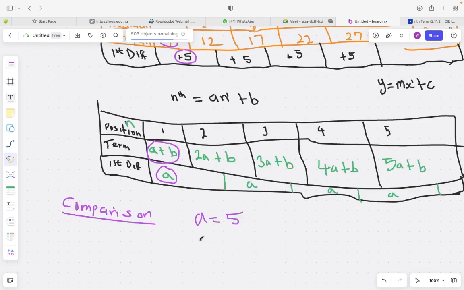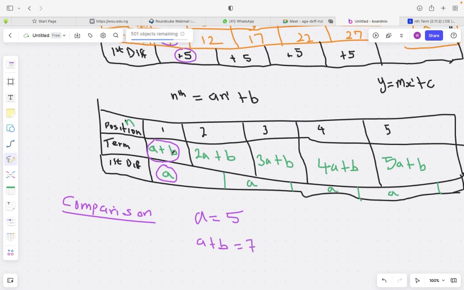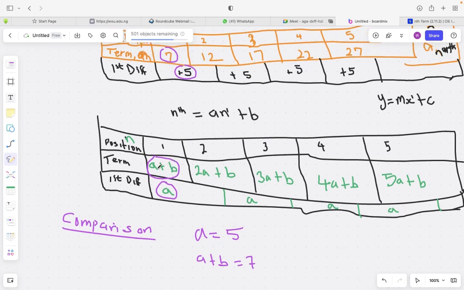So you say A plus B is equal to 7, right? If you look at the two tables and compare the locations, here is the term. For this term, here is A plus B. For this table, this location is 7. So you say whatever is here equals whatever is here, just like we did here, where whatever was here was equal to whatever was here, right?